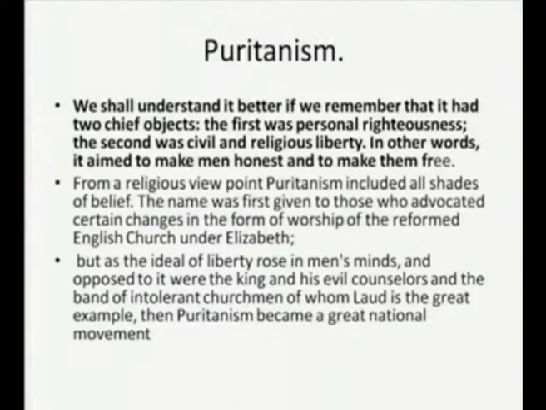Well, so we shall understand Puritanism better if we remember that it had two chief objects. What were the two chief objects? The first was personal righteousness, dealing with right, wrong, dealing with ethics, dealing with truth, and the second was civil and religious liberty. That is political freedom, your responsibility towards society, your responsibility towards the nation. In other words, it aimed to make men honest and to make them free at the same time.